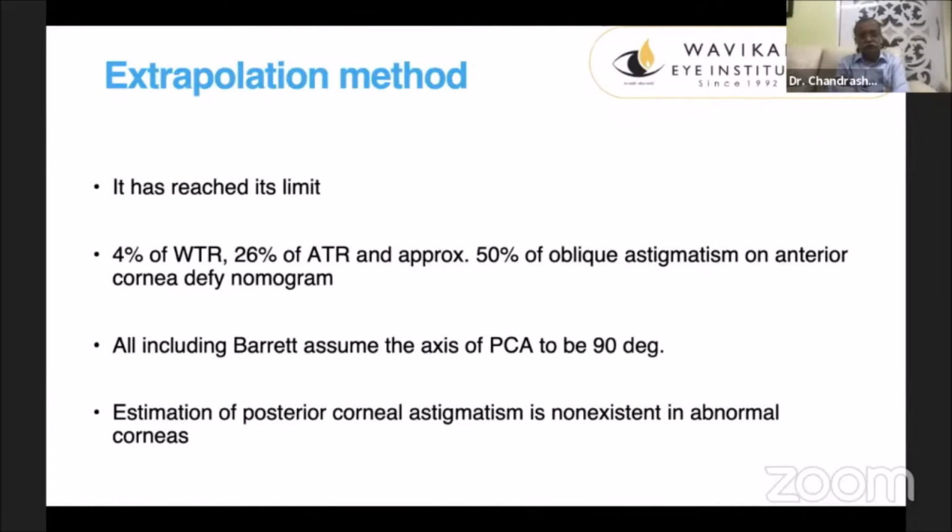Estimation of the posterior corneal astigmatism is non-existent in abnormal corneas. The lecture was nicely taken by the previous speaker.